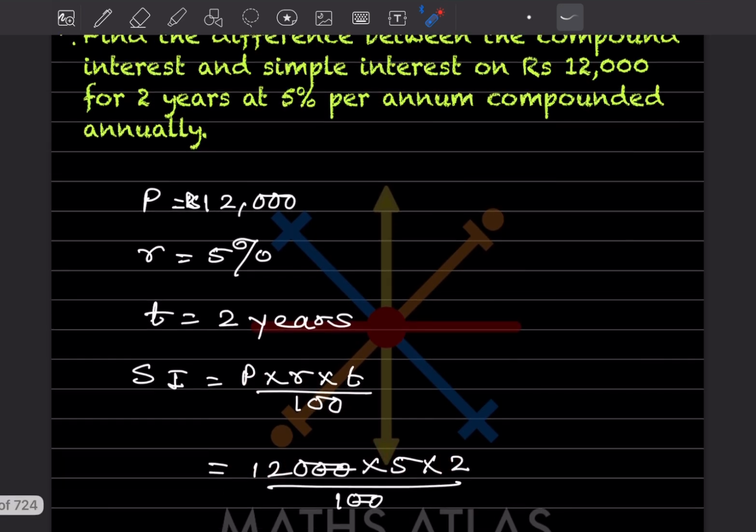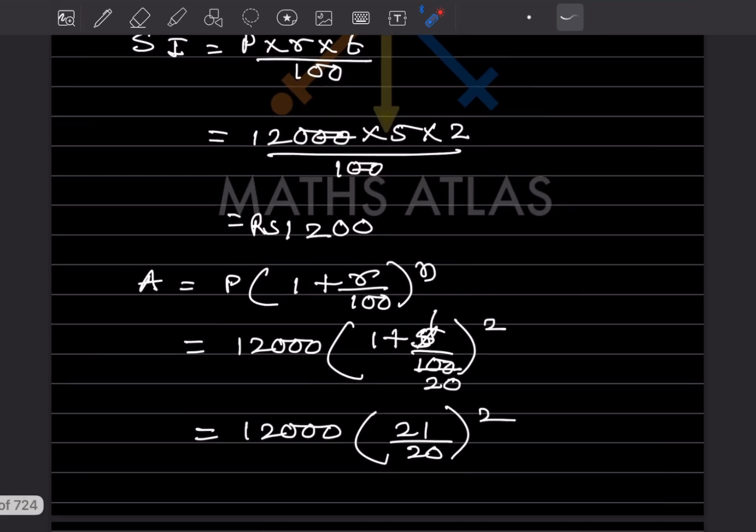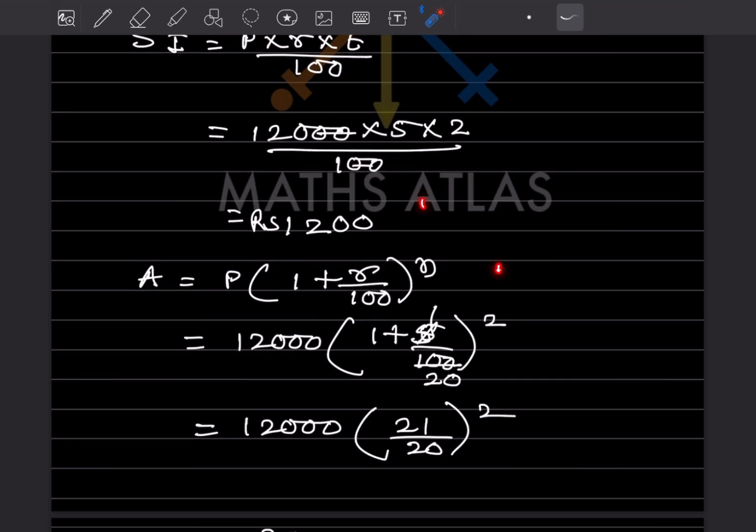So now we want the difference between the compound interest and the simple interest. So directly we cannot find out the compound interest as you have seen earlier. So we have to find out first the amount. So the simple interest is done here. So we'll see the amount. This formula we are going to use.